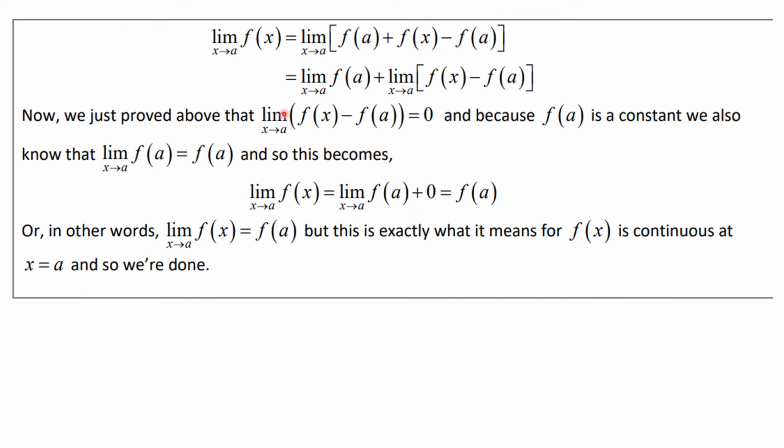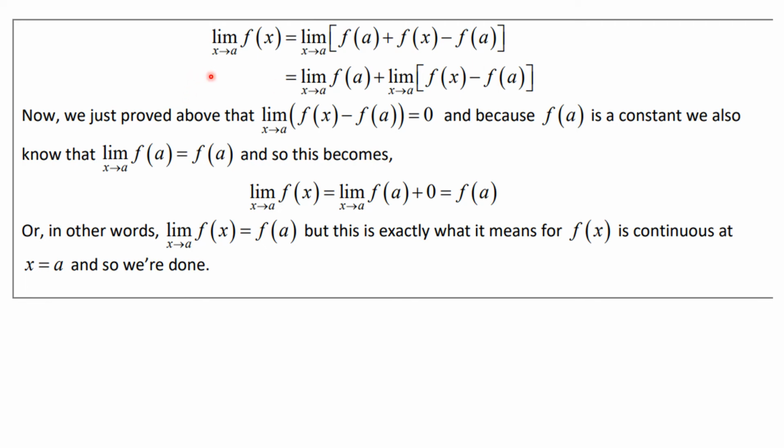So the limit as x tends to a is the limit of this. We can take the limit of both sides since those were equal. And then this is the sum of the limits. So this is the limit as x tends to a of f of a plus the limit as x tends to a of f of x minus f of a. But we've just proven that this limit right here is 0. And so that means that this becomes 0.